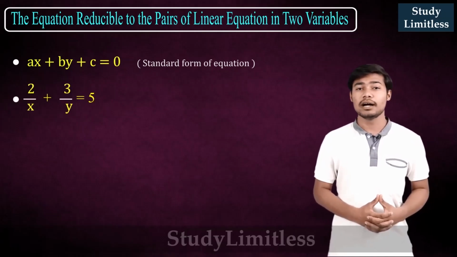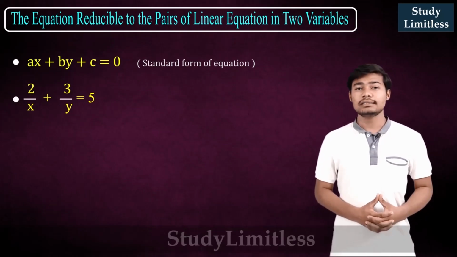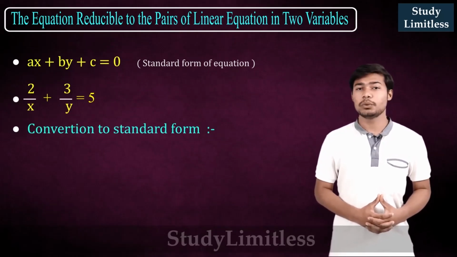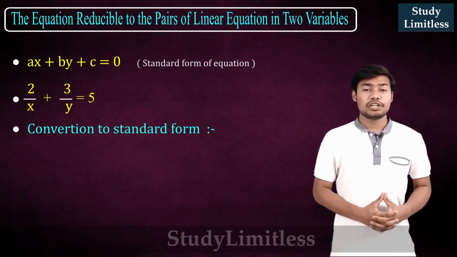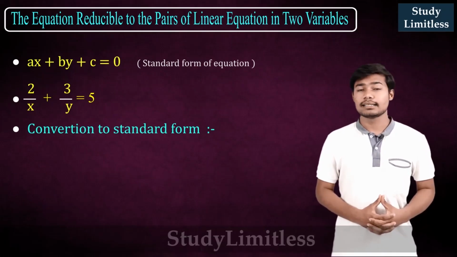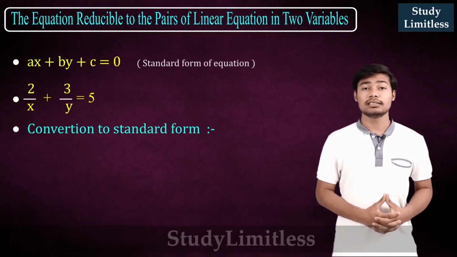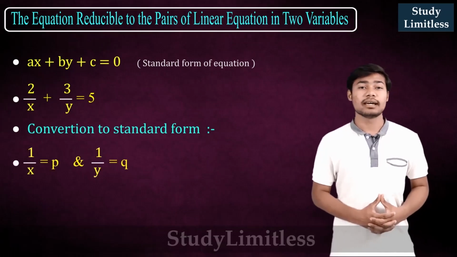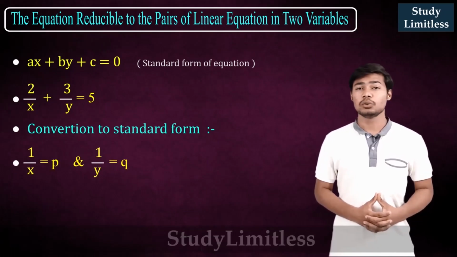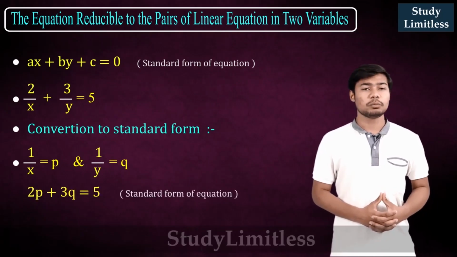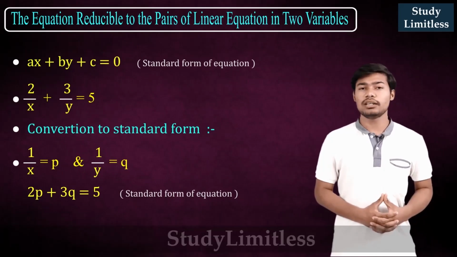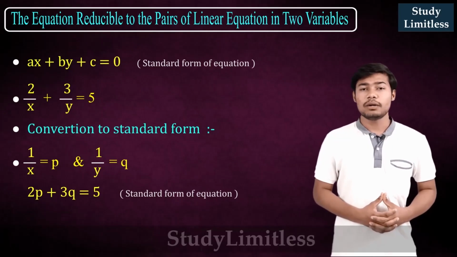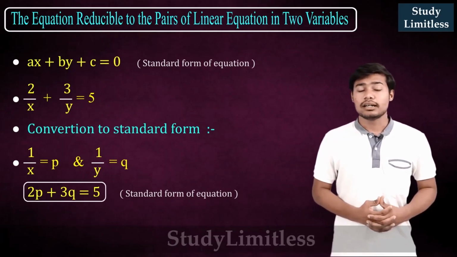Equations like 2 by x plus 3 by y is equal to 5. In such equations, we need to convert the equation to the standard form of linear equations in two variables. So how do we do it? We consider 1 by x as a variable and 1 by y as a different variable. Here we consider 1 by x as p and 1 by y as q. So the equation would be 2p plus 3q is equal to 5. Now we can clearly see that we have an equation in the standard form of linear equation. What we did here is substitute the required variables to form the standard equation.